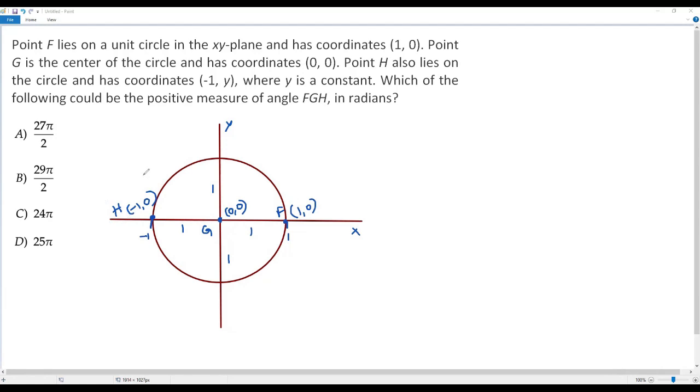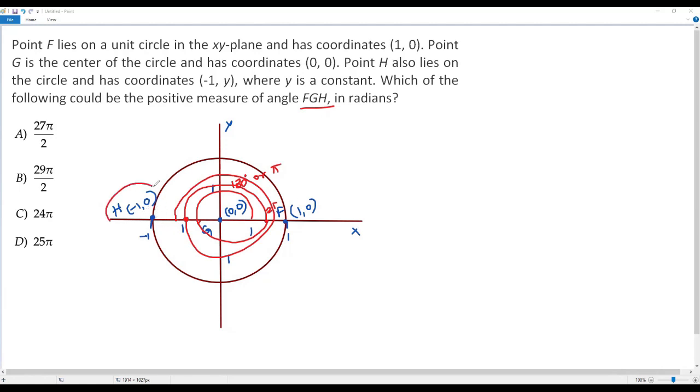Okay, now we have to get the measure of angle FGH. Clearly, this is a straight angle. We know that the measure of a straight angle is 180 degrees, or pi radians. Clearly, the angle measure FGH is pi radians. When I complete one full rotation, I'll be getting 3 pi over here. Or when I complete again one full rotation, 3 pi plus 2 pi will be 5 pi.